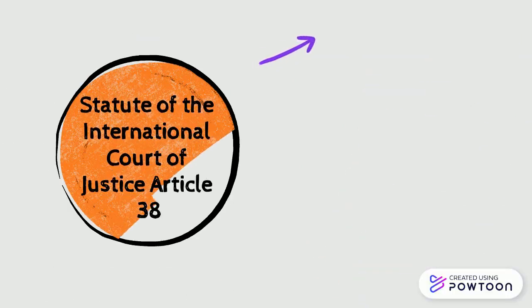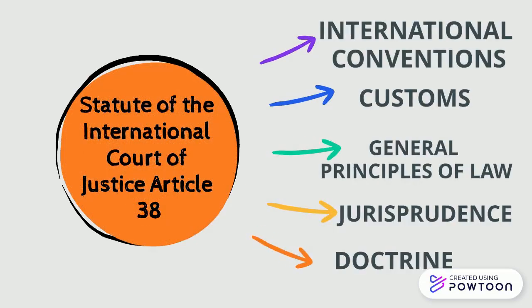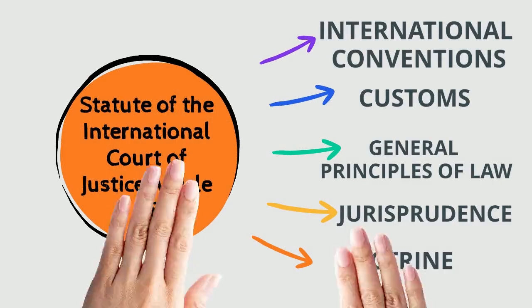We can find them in the Statute of the International Court of Justice, in Article 38: international conventions, international custom, the general principles of law, jurisprudence, and doctrine. I'm going to explain one by one.